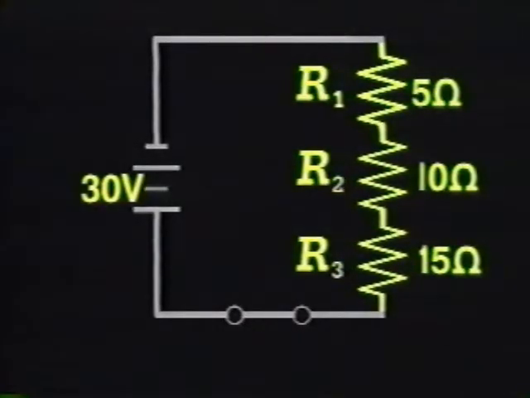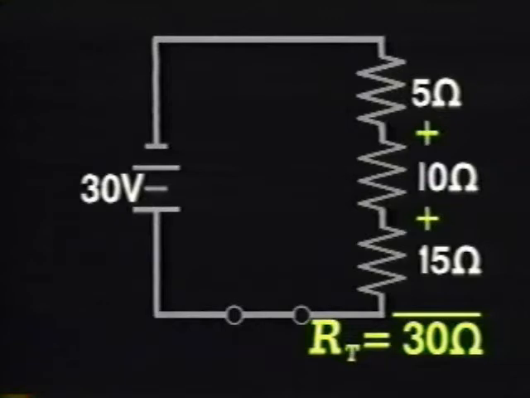Using this series circuit diagram, let's solve some problems. V equals 30 volts. R1 equals 5 ohms. R2 equals 10 ohms. R3 equals 15 ohms. Remember, you can solve for the total resistance by adding them all together. 5 plus 10 plus 15 equals a total of 30 ohms.